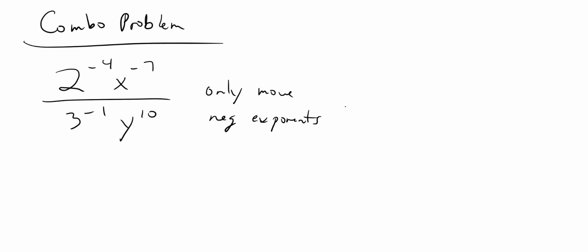So let me draw a line. That 2 to the negative 4th goes to the bottom. X to the 7th goes to the bottom. Let's go to the bottom now. 3 to the negative 1, oh, that goes on top. 3 to the 1, and then y to the 10th, that stays where it's at because it's positive.